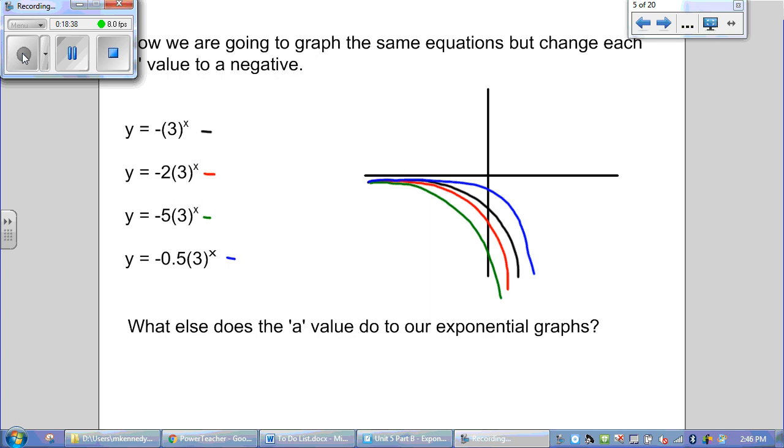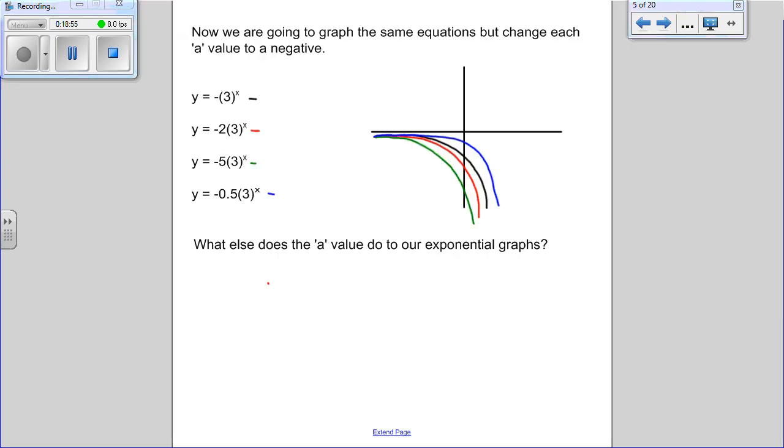Now, we've talked about this before. We've talked about in other units how the a value flips your graph. The same thing's happening here. So the a value dictates whether you're opening upwards or opening downwards. We had another term for it. We didn't call it opening up or opening down. We didn't really call it increasing or decreasing. What we did was we called it end behavior.